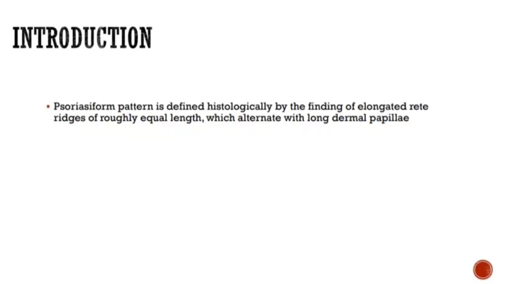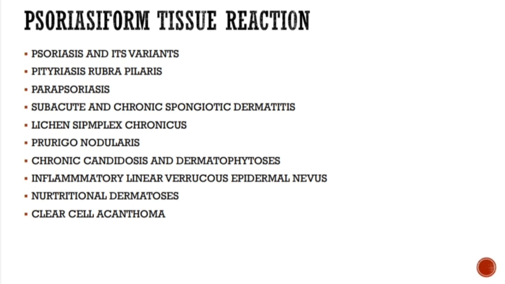Psoriasiform pattern is usually defined histologically by finding elongated rete ridges, which are roughly equal in length and alternate with long dermal papillae. This psoriasiform tissue reaction can occur in various inflammatory dermatoses, which include psoriasis and its variants, pityriasis rubra pilaris, parapsoriasis, subacute and chronic spongiotic dermatitis, lichen simplex chronicus, prurigo nodularis, chronic candidosis and dermatophytosis, inflammatory linear verrucous epidermal nevus, nutritional dermatosis like pellagra, and clear cell acanthoma.